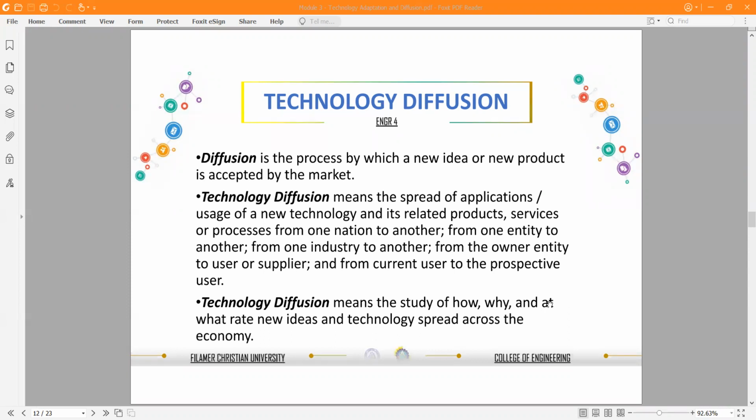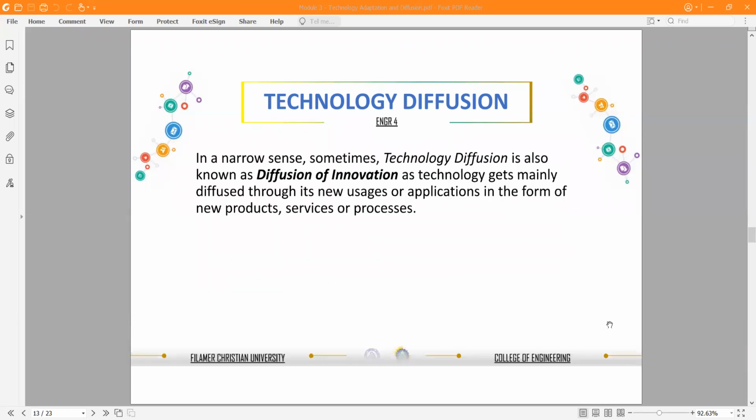So technology diffusion means the study of how, why, and at what rate these new ideas and technology spread across the economy. So gaano ba kasikat yung technology mo na yan? Gaano ba kasikat yung AI na yan? Gaano ba kasikat yung robot na yan? Mabilis bang na-adapt ng user? User-friendly ba siya? In a narrow sense, sometimes technology diffusion is also known as diffusion of innovation.